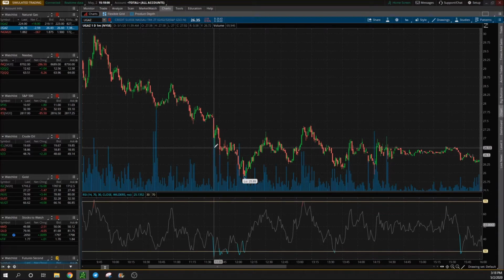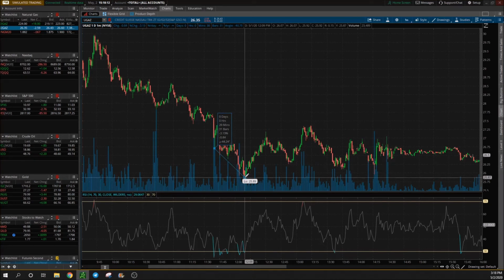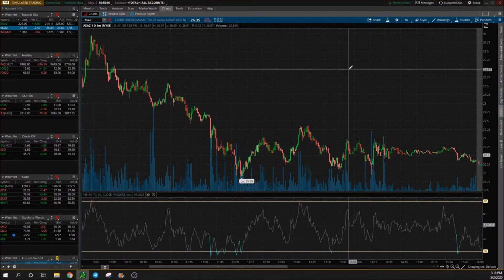This is exactly why we don't want to use one indicator to make a decision. If we would have bought in here, we would have seen that this stock continued to drop all the way to lows of 25.89, and it would have been a very bad entry point. You want to use the RSI to give you an indication of what it's going to do and then wait for confirmation. So let's look again down here when we hit lows of 25.89.